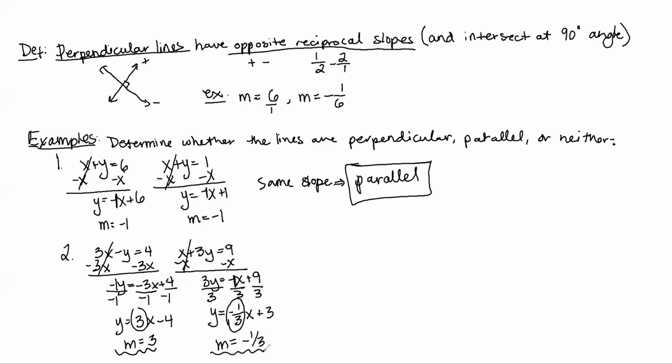And so you want to take a look. They're not the same, so they can't be parallel. They are opposites of each other, and 3 and 1/3, if we think of this as 3/1, those are reciprocals. So these are opposite reciprocals. I'm going to abbreviate that to REC. And so since they're opposite reciprocals, that means we have perpendicular lines.